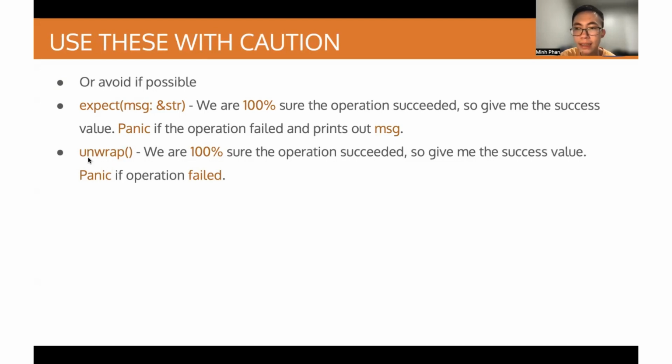And then we have the function unwrap that does the same thing as expect, except it doesn't print out anything when the program crashes. So they're very similar in that. And that's basically it. That's an introduction on enums and some special enum types.